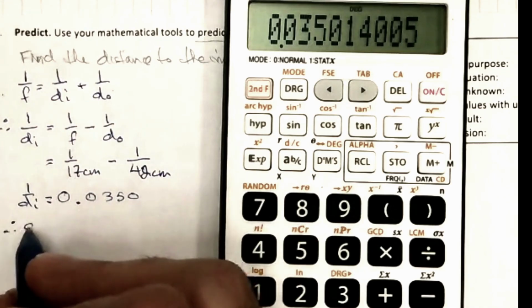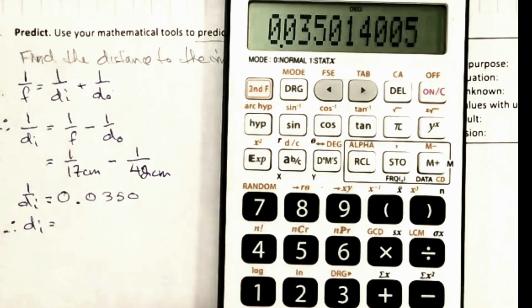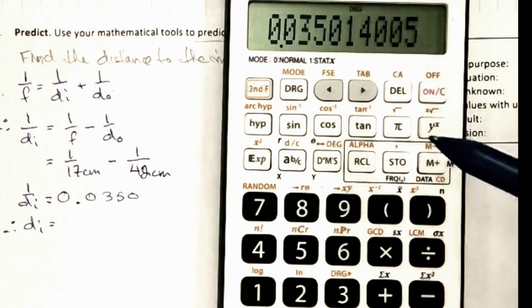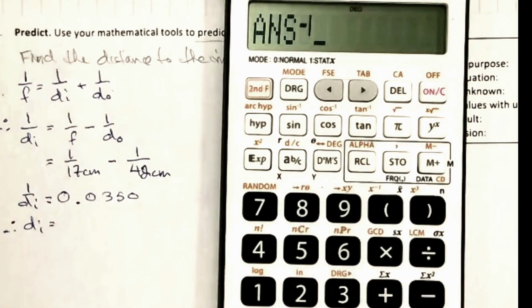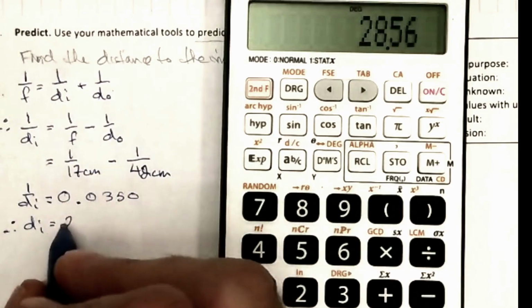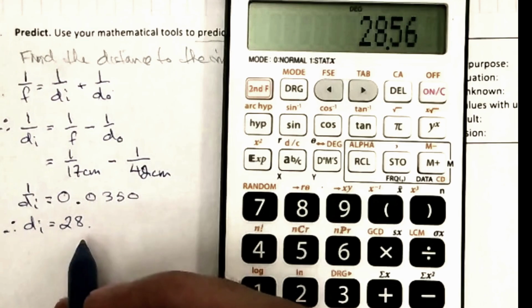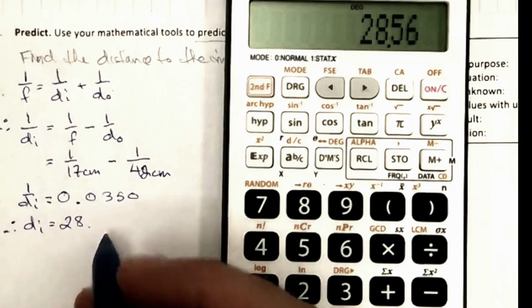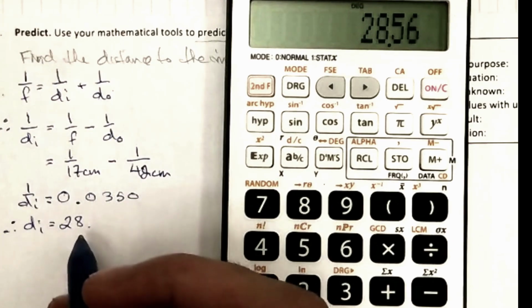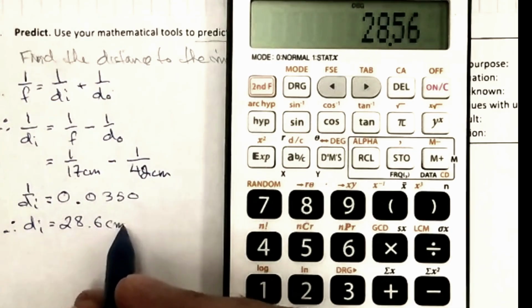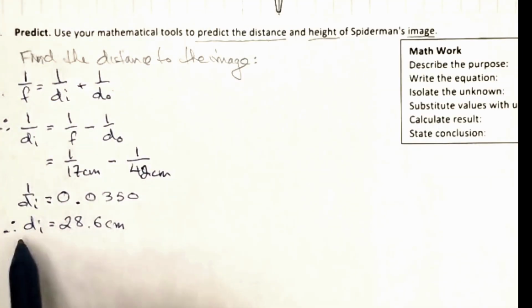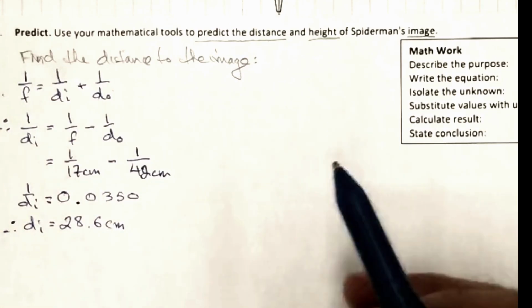When we're working with equations, we always have to do the same operation on both sides. In this case, it's a reciprocal operation. Therefore, the distance to the image is, now I'll take the reciprocal of this. It's already in the calculator, so all I have to do is use the reciprocal function one more time. And there we go. This is in units of centimeters, so I'm going to round it to the nearest millimeter, 1/10 of a centimeter. So we've found the distance to the image.